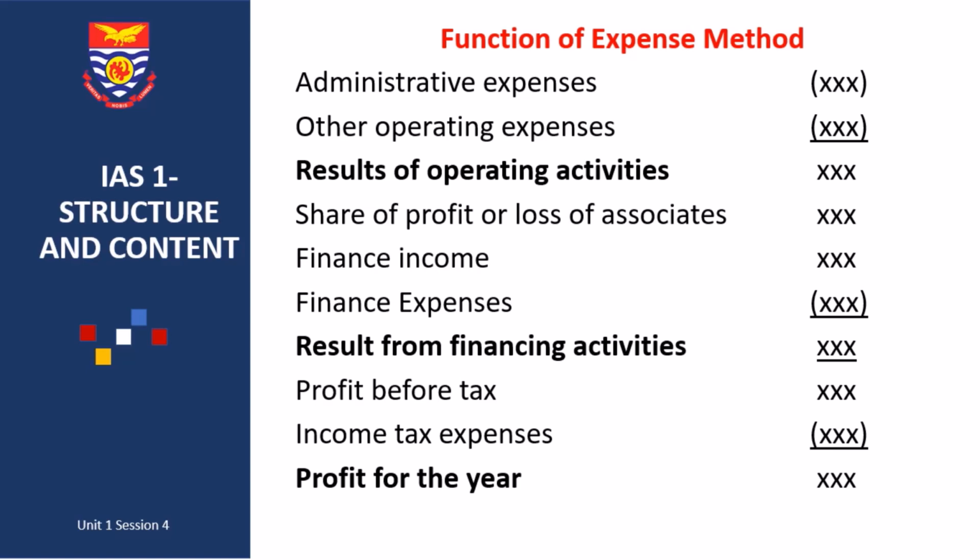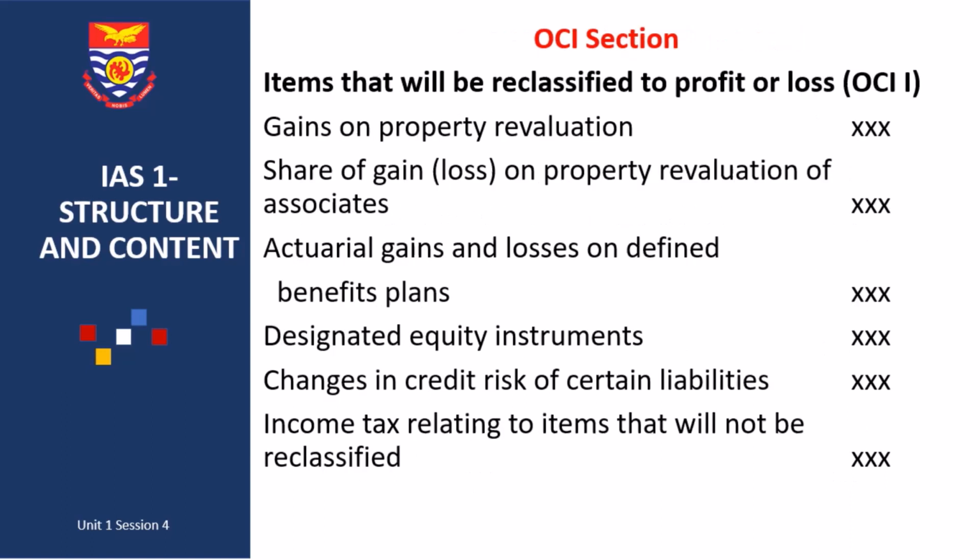Then we get your results from operating activities, and then you come to the share of profit or loss of the associate. You come to your finance income, your finance expenses. Then whatever you get will be the result from financing activities. Then you come to your profit before tax, income tax expenses, and profit for the year.